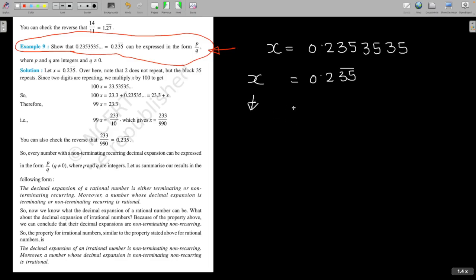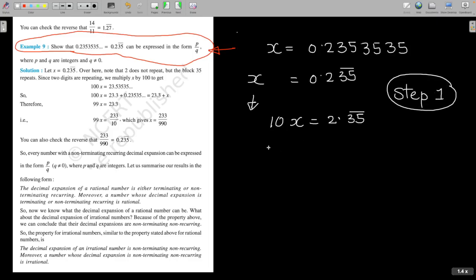First I shall multiply by 10 on both sides. So 10x is 2.35 recurring, and now it looks very similar to my previous problem. The only slight difference, and why I really wanted to do this problem, is because it's best done in 2 steps. So this is step 1, which takes it to looking like a problem that we did on the previous page. And now I'll multiply both sides by 100. So this is step 2 now. So the problem is best done in 2 steps.